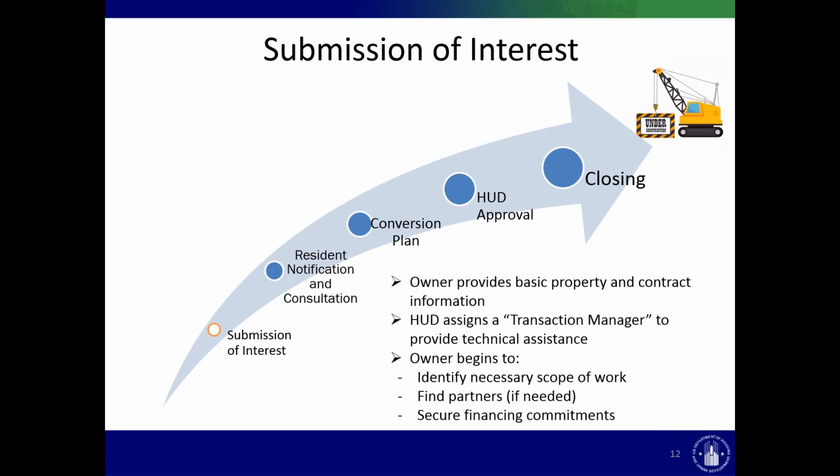So just to go into a little bit more detail on each of these steps, at the initial step, the submission of interest, the owner provides basic property and contract information. HUD assigns a transaction manager to provide technical assistance to the owner. And then the owner begins to identify the necessary scope of work that the site needs, to find partners if needed, and to secure any financing commitments.